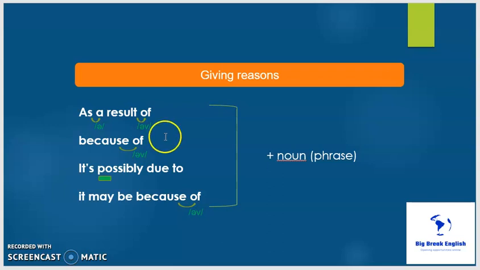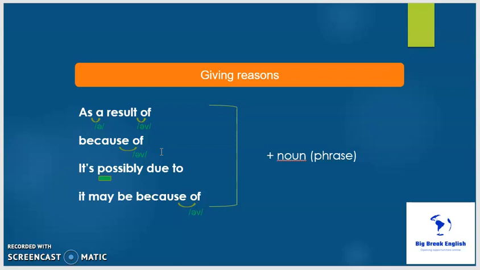Second, we have because of. Again, we have a weak sound, of, and again a link between the last syllable of the first word and the preposition of. So it's because of.